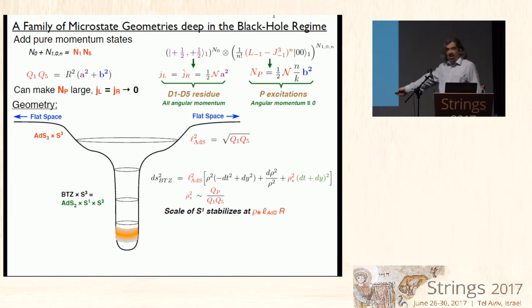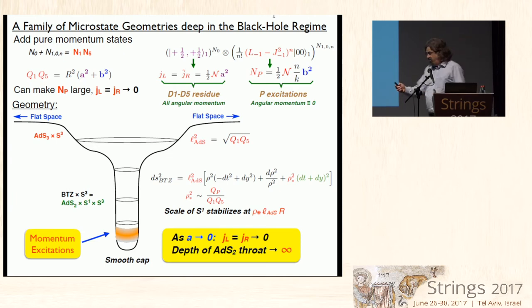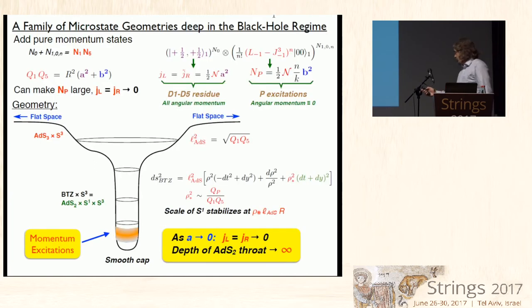And then you go all the way down to the bottom of the throat, and you encounter the stuff that made it. This is where there's a nice little bump, and that bump is the vestigial remnant of what made it, which is where the momentum excitations localize. And that also causes the transition over to a smooth cap.